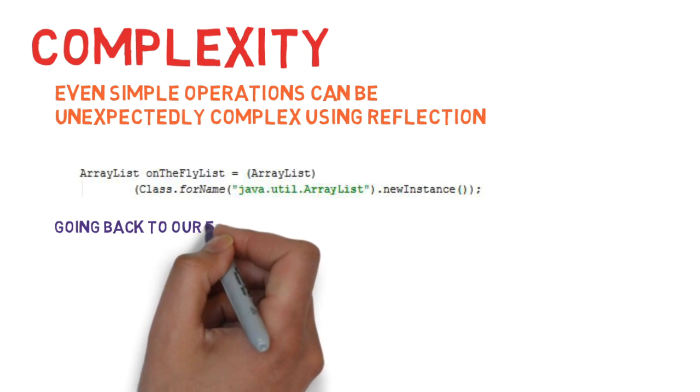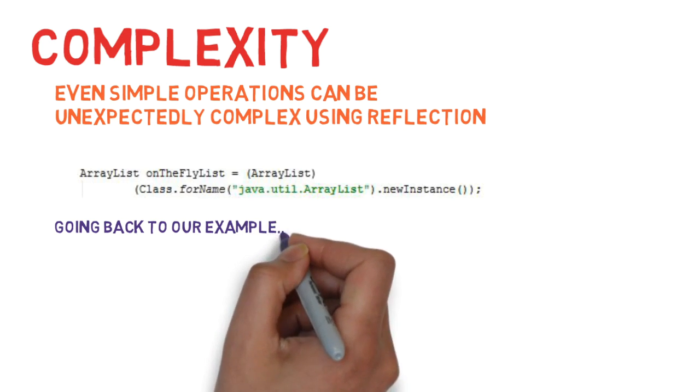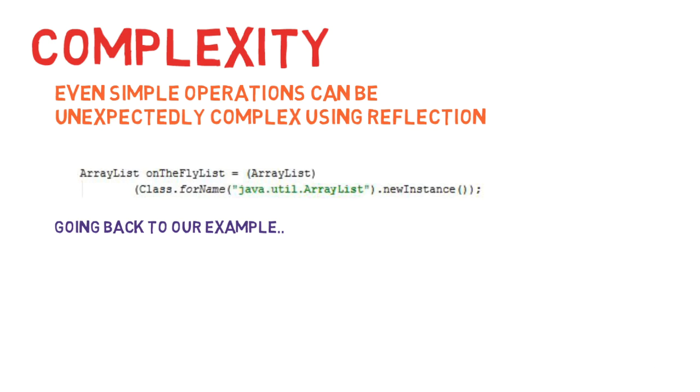Now, we instantiated an array list here. And look at all the code that we wrote to make this possible. The whole for name, new instance, and then whatever object you got, you had to cast it as an array list.